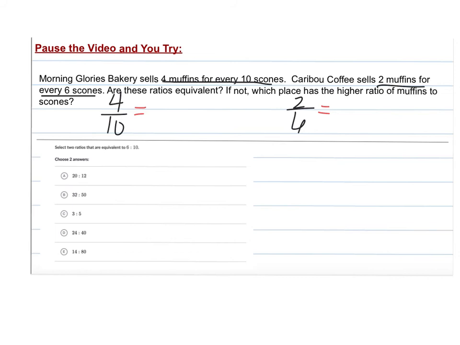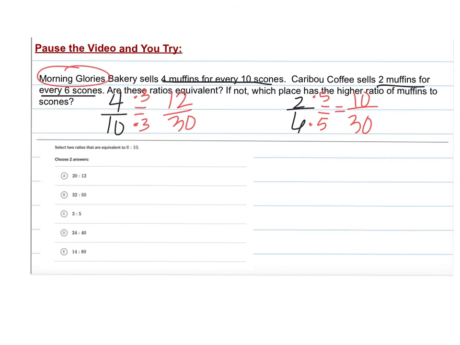So 6 and 10 both go into 30. So I'm going to make these out of 30 scones. So 4 muffins for every 10 scones is the same as 12 muffins for every 30 scones at Morning Glories. At Caribou Coffee, 2 muffins for every 6 scones is the same as, and I'm multiplying by 5 so I can get to 30 on the bottom, 10 muffins for every 30 scones.